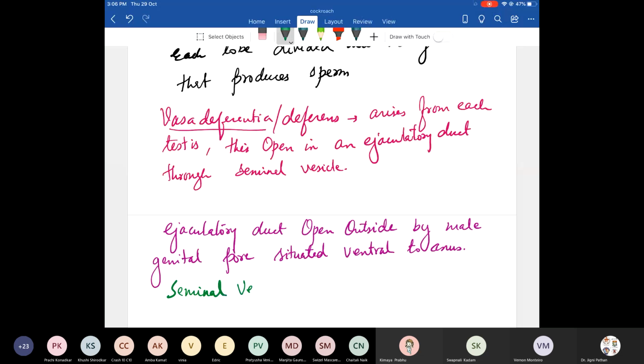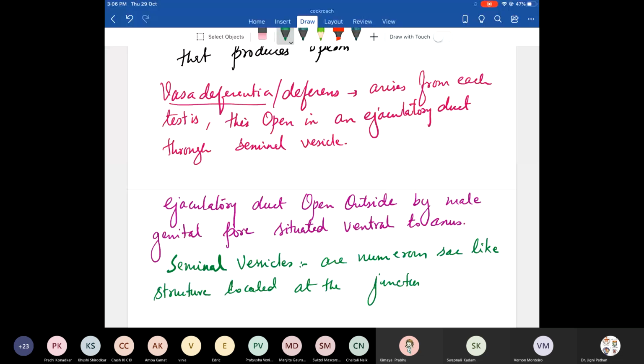Seminal vesicles are numerous sac-like structures located at the junction of vasa deferens and ejaculatory duct. Please write down this.